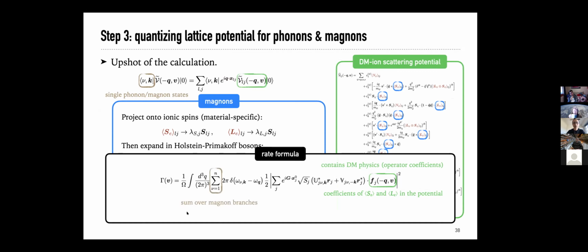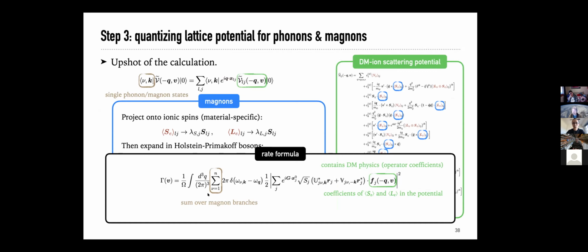So the rate formula is similar to the phonon case. Again, there is a factor that contains dark matter physics. These are the coefficients of the SE and LE in this equation in the background.